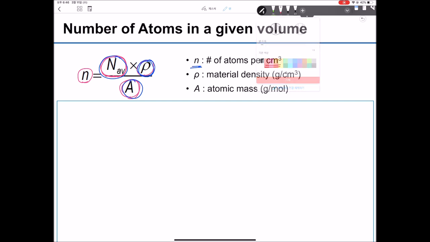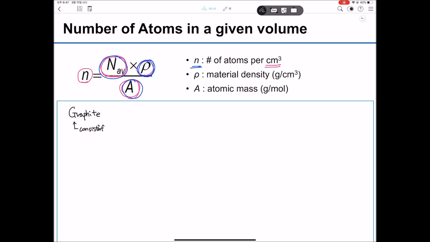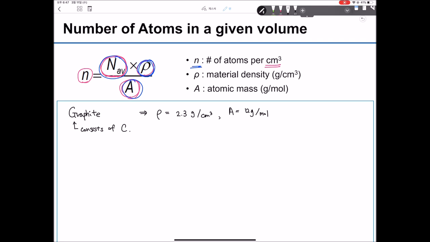So let's look at the case of graphite. This consists of pure carbon, right? And it has a density of 2.3 grams per centimeter cubed, and its atomic mass is roughly 12 grams per mole. It's carbon, so the mass number is roughly 12.